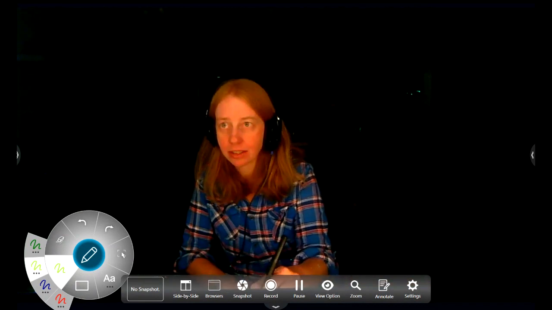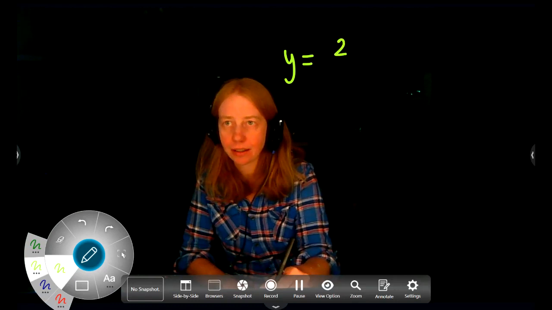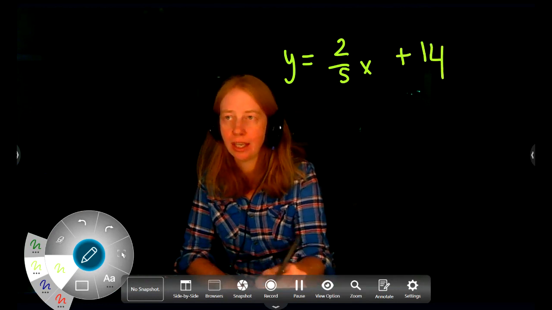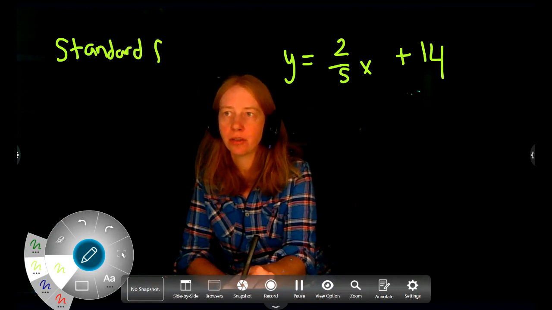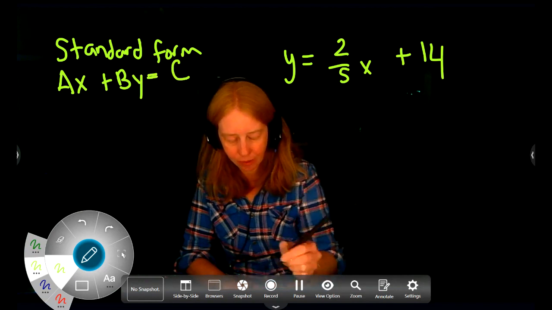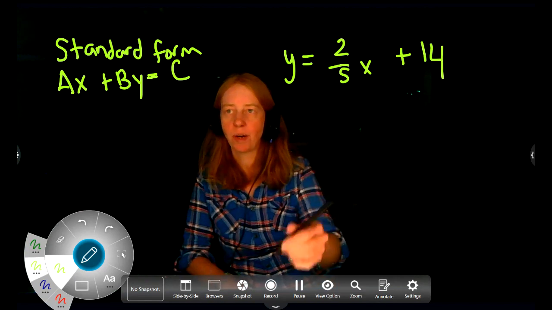Let me write this down. It says y equals 2/5 x plus 14. Now in this case, it's asking us to do this into standard form. Standard form of an equation is what we use sometimes. It's called ax plus by equals c. And so we're trying to find the a, b, and c of this equation.